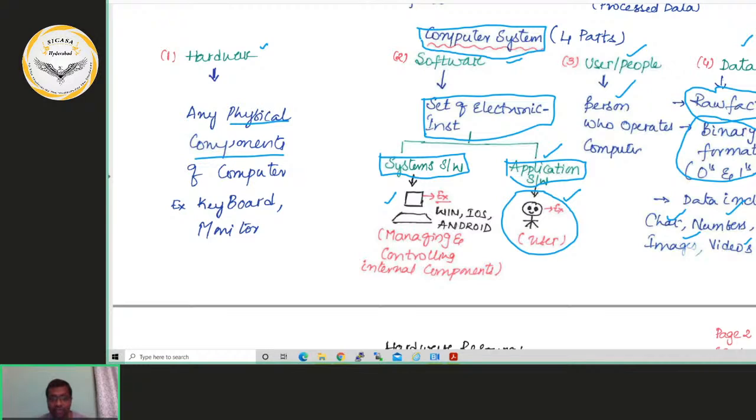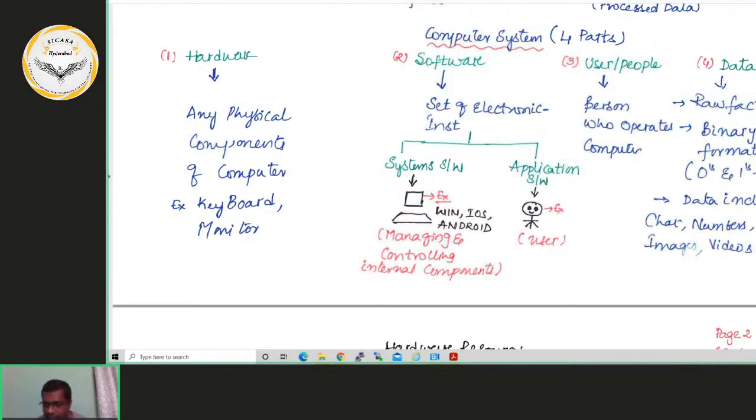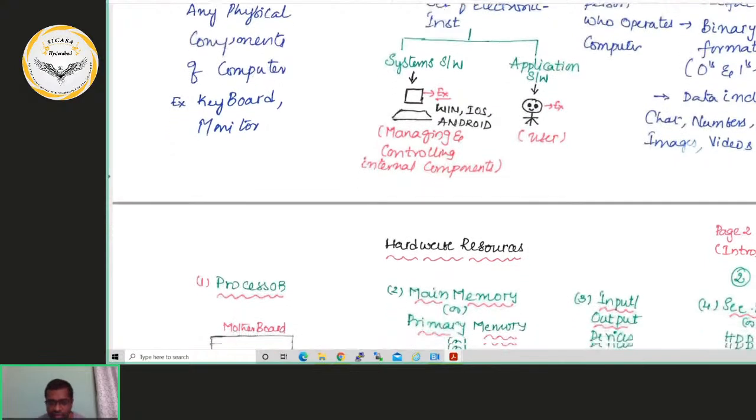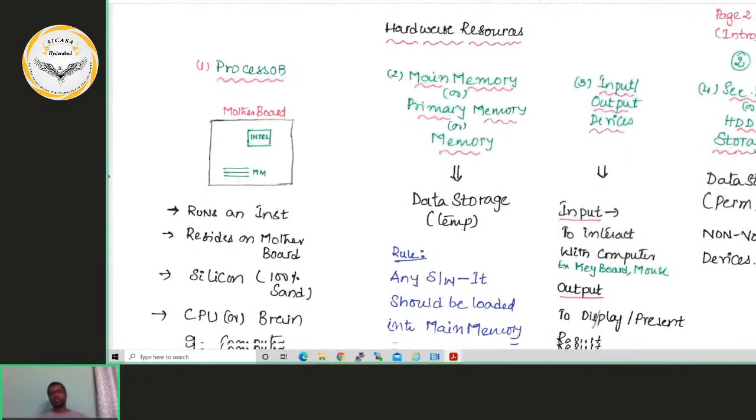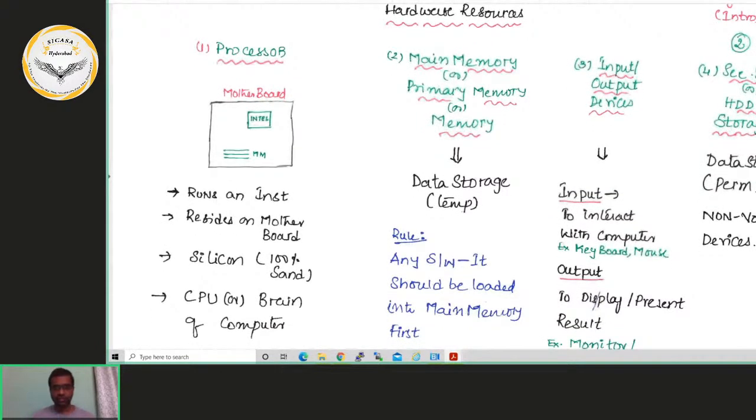In order to understand information technology, we need to understand certain parts of hardware. We'll not be dealing with all the components, only a few hardware resources. Now let us start with hardware resources. What do you mean by hardware? Hardware is nothing but any physical component of a computer. We'll not be studying all the hardware resources. We have a few hardware resources which are very important for our understanding of the subject, so those components we will study.